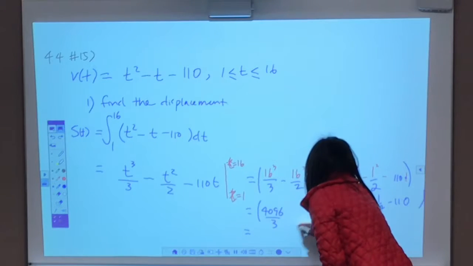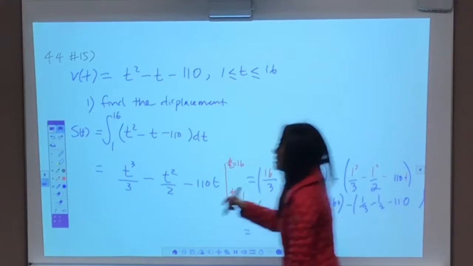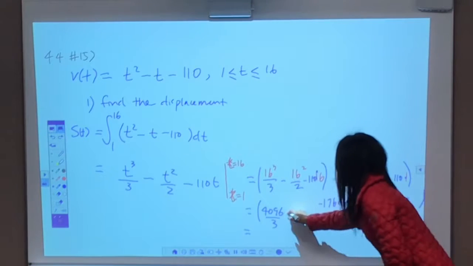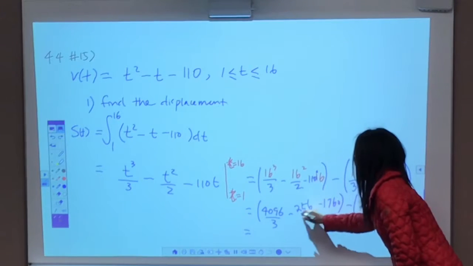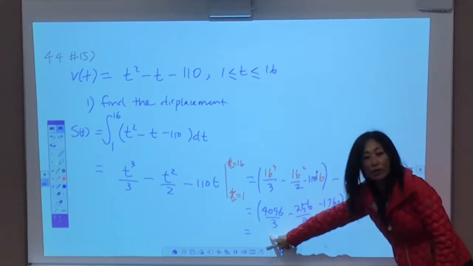So this is 4096 divided by 3, and this is just 16 squared divided by what? 2. So 256 divided by 2. All right, 256 divided by 2, and I got that. So you put this number all together, what do you get?